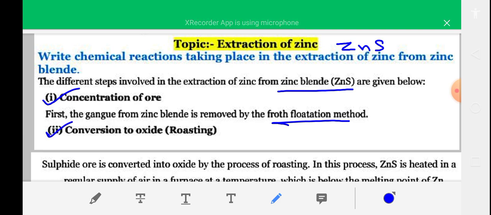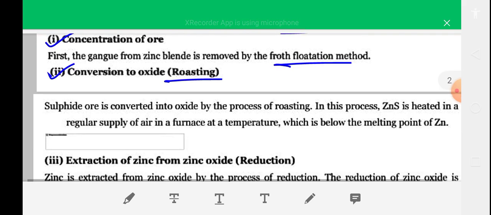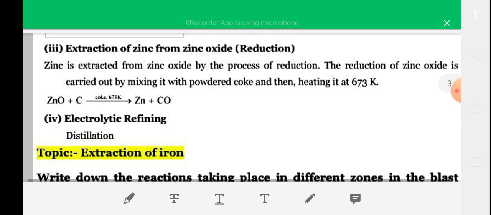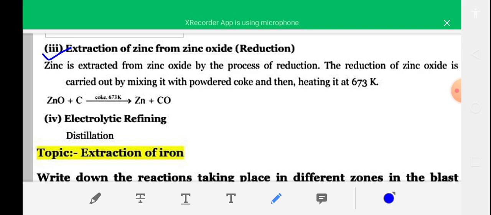Then you have to convert the ZnS into ZnO by roasting. After roasting you have to reduce the zinc oxide to get zinc metal. So the main step in extraction of zinc from zinc blende is reduction. After getting zinc oxide by roasting, zinc oxide is reduced by carbon to give zinc and carbon monoxide, and carbon monoxide also acts as a reducing agent. So zinc is extracted from zinc oxide by the process of reduction.